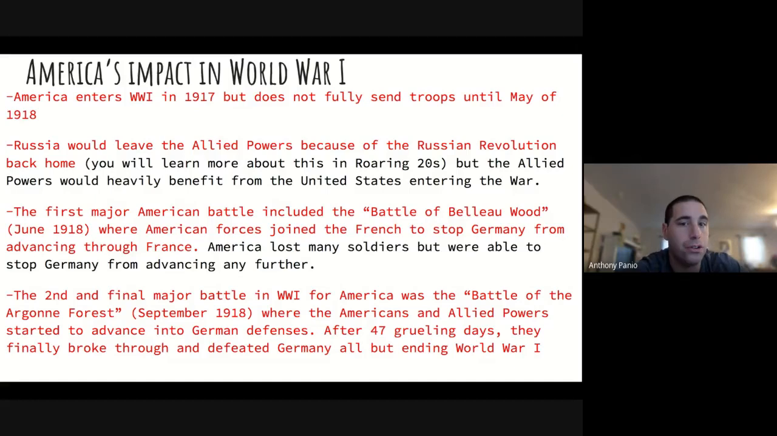And then they put in a new government and changed the name of their country. They changed it to the Soviet Union. We will learn more about this in the Roaring Twenties, why it ended up happening. But what you need to know for now is Russia had to leave the war. And this leaves the Allied powers at a serious disadvantage because they're losing one of their strongest countries.